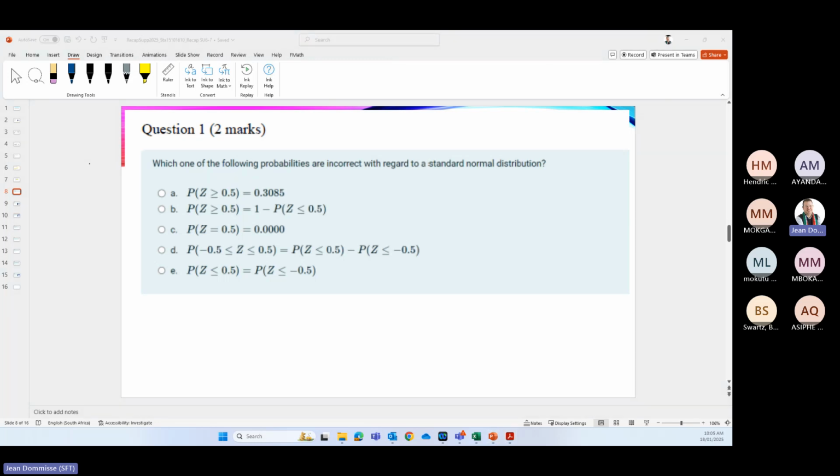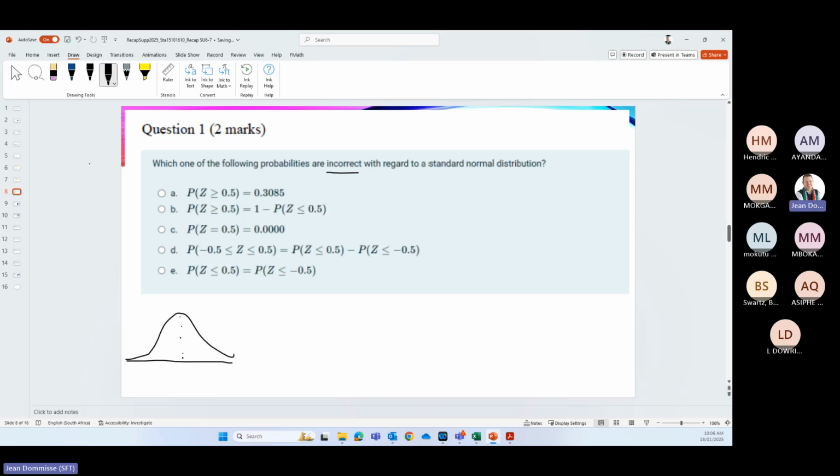So the first one that we're working with is, which one of the following is incorrect with regard to the standard normal distribution? So that first one, we will need to work out if Z is bigger than 0.5, so we will need to work out that component.